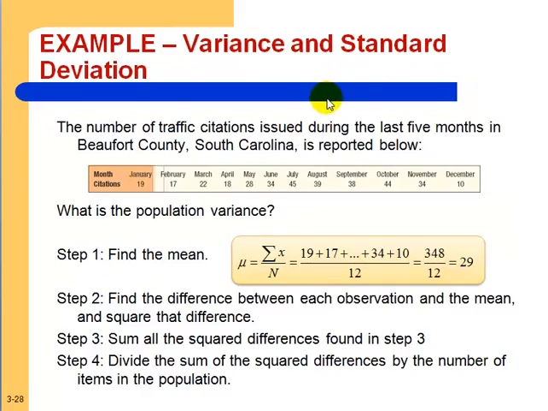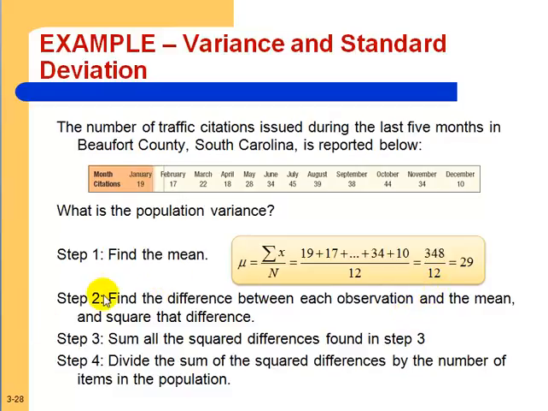Let's check an example. The number of traffic citations issued during the last 12 months in this county, South California, is reported below. What is the population variance? First step, we find the mean. We add all these values up, that's the sum of x, then divide by the number of values. In total it is 12, so N is 12. Then we get 29.